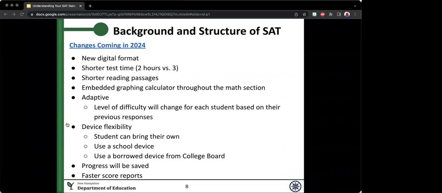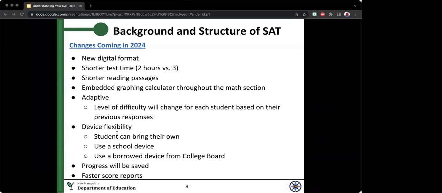So going digital does not mean that students are going to be able to take it at home or whenever they want to. And testing security is going to be in place. With that being said, some of the new changes are going to include shorter reading passages. There's only going to be one question rather than multiple for each of the passages. Progress is going to be saved in the event of a power outage or technology malfunction, which is really great.